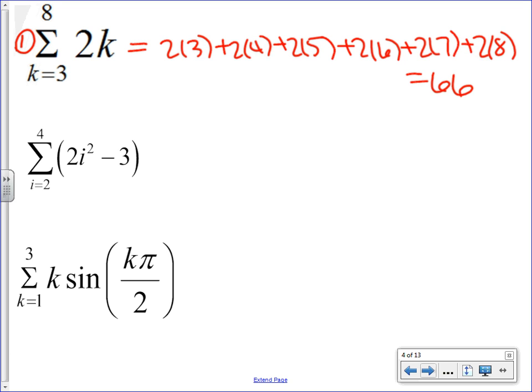Okay. Let's do the second one. We start by plugging in 2. What happens when we plug in 2? We get 2 times 4 minus 3. Plus, what do we get when we plug in 3? 2 times... Plus, when we plug in 4, this is where we're going to stop. 2 times 16 minus 3, we get what?